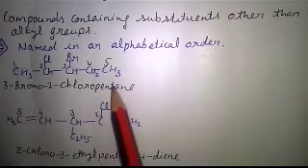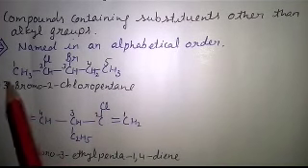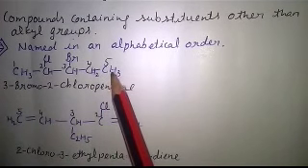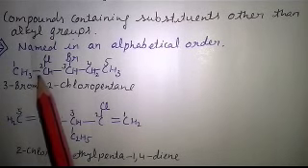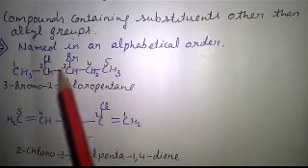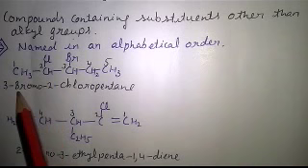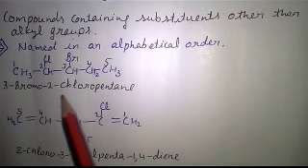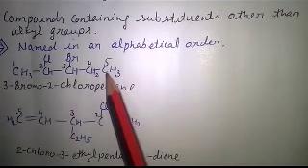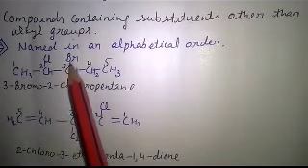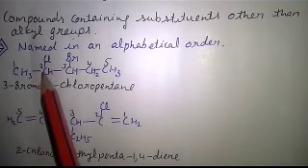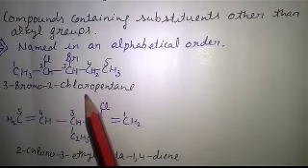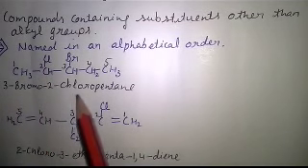For example, in this organic compound we are numbering 1, 2, 3, 4, 5, and there are two substituents, chloro and bromo. According to alphabetical order, B comes first, then C, so its name is 3-bromo-2-chloropentene. There are 5 carbons, so it is pentane. Bromine on position 3, so it is bromo, and in position 2 there is chlorine, so it is chloro. 3-bromo-2-chloropentene.